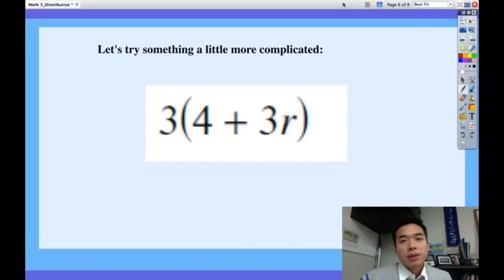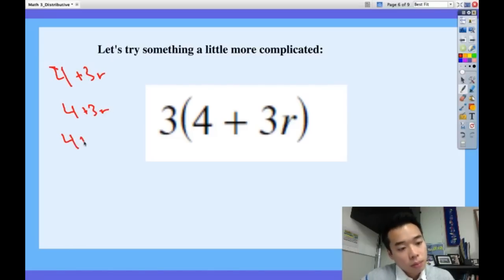And then what you're going to do is, right here, I can write it out longhand if I want. 3 times 4 plus 3r is the same thing as saying 4 plus 3r, 4 plus 3r, 4 plus 3r. That literally means I have 3 groups of 4 plus 3r. Instead of doing it the long way, I'm going to do the shortcut, which is multiply.